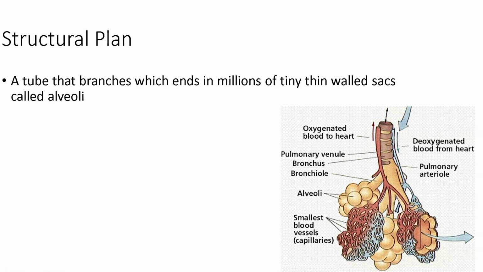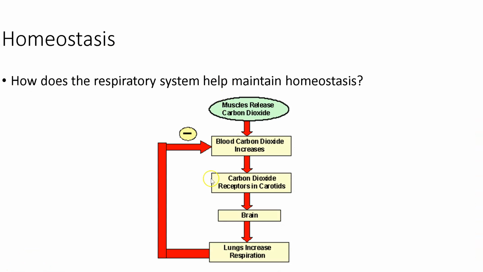And so the respiratory system helps us maintain homeostasis because we need oxygen, of course, but we also need our carbon dioxide levels to be maintained within a certain level. And so muscles release carbon dioxide, so blood levels increase.